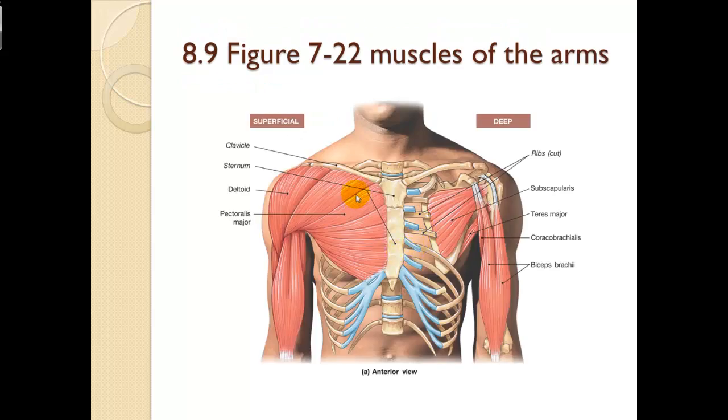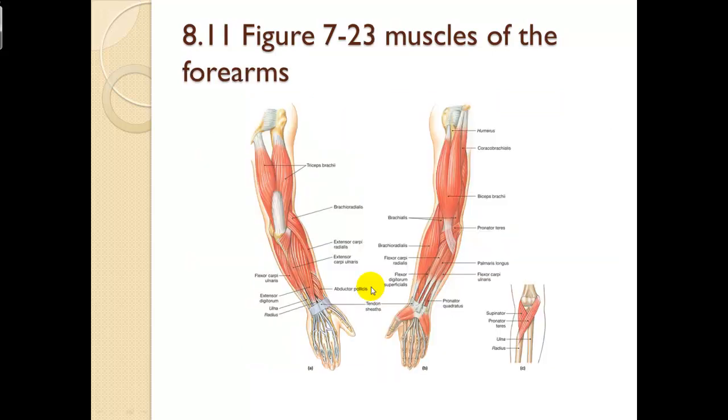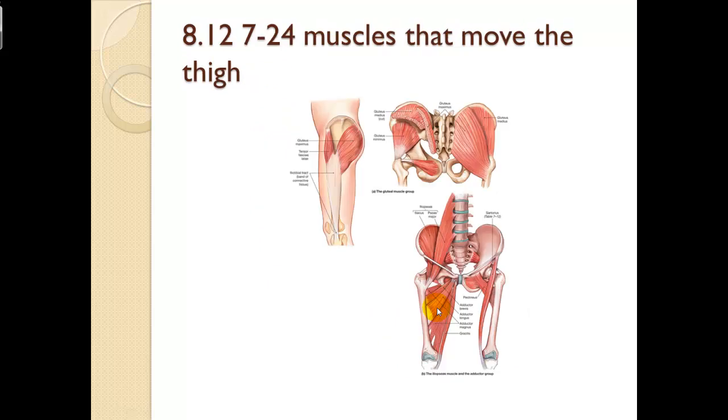Muscles of the arms, pec, we already covered some of these. Deltoid, where the sternum and the clavicles are. Your biceps brachii, triceps brachii, deltoid, latissimus dorsi, muscles of the forearm, where your triceps and biceps are. That would be good. Figure 7.23 are muscles of the forearm. Please look over that section as well.